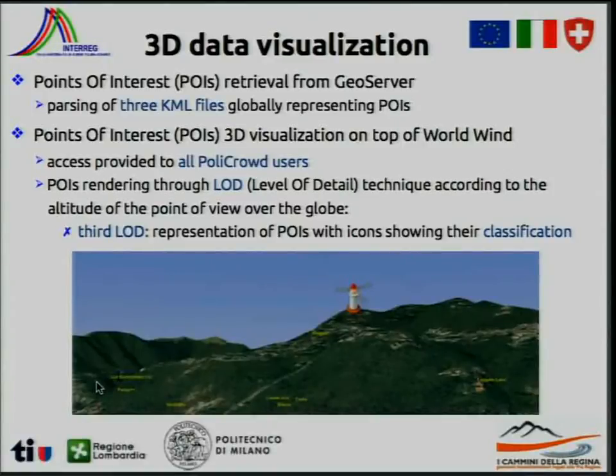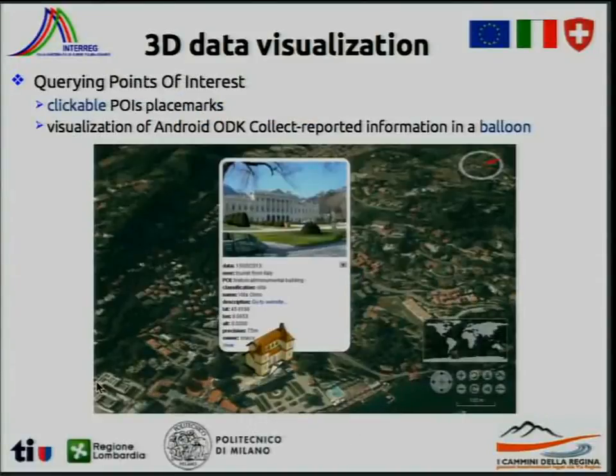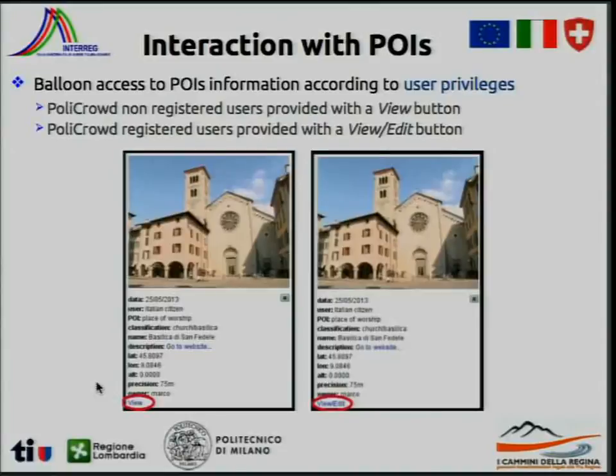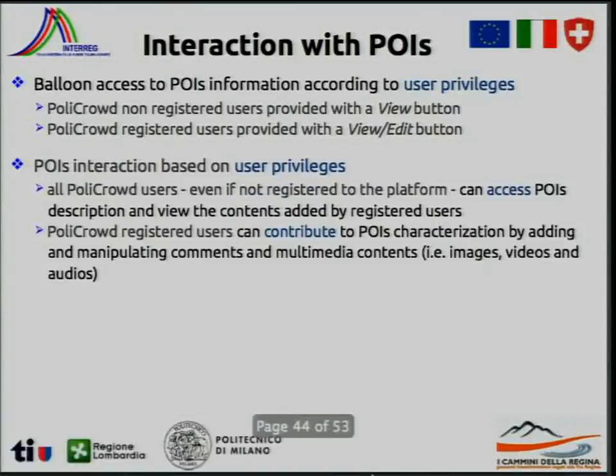These are the same icons that are also available in the Android ODK Collect application. But whatever is the altitude of the point of view, if we click on a point of interest, a balloon appears showing all the field collected information and also the picture. If we look at the balloon, we see that the last word can be view or view/edit according to the type of user. And in fact, one feature of PolyCrowd is the possibility of registering to the platform, providing, as usual, a username and a password. Registered users can also add additional contents about points of interest, while non-registered users can just see what registered users have uploaded.